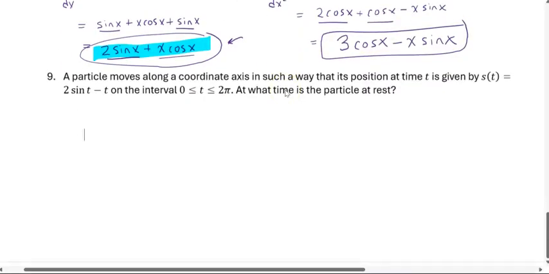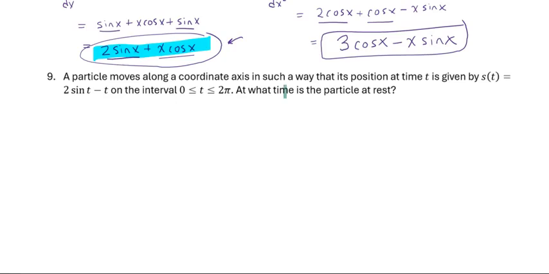All right, number 9. Here we go. This is our last problem, a little application problem. Imagine a particle moves along a coordinate axis in such a way that its position at time t is given by this function s of t. S of t equals 2 sine t minus t on the interval from 0 to 2 pi.